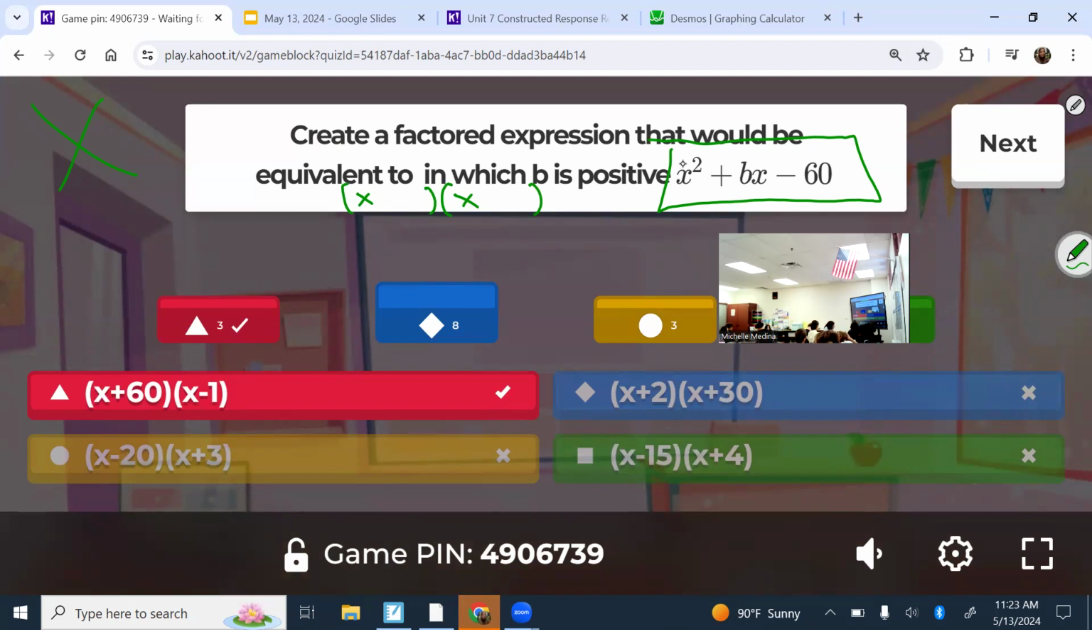So to set up my diamond, it's always a times c on top. What's my a times c here? So negative 60. b on the bottom. And they didn't give us a value for b, just that it had to be positive. So it can be any 2 numbers. There's lots more answers other than just this red option. But see how the red option works. A positive 60 times a negative 1 does give me negative 60. And when I add it, what does it give me?